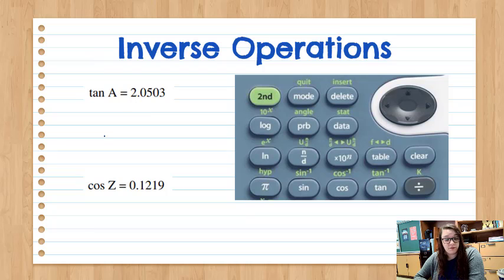So, say I want to know what A is in this situation. I need tangent out of the way. And something that's weird that I see students do is they try to divide by tangent. Well, tangent isn't a thing to divide by. You have to undo it. So it'd be like dividing by a multiplication sign. Like, it doesn't make sense.